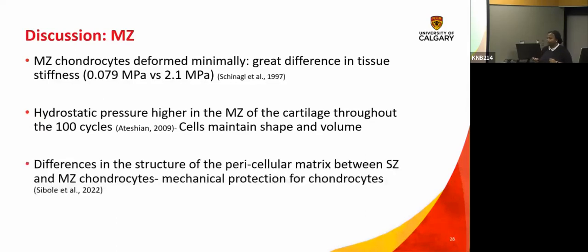And then finally, it's been shown recently that the pericellular matrix, which is just right around the cell, is also quite different between the superficial zone and the middle zone. So there's a little bit more mechanical protection for the cells in the middle zone compared to the cells in the superficial zone. And this pericellular matrix is also quite rich in collagen 6. So thinking about the fibers in there, mechanically, it contributes more to a protective function around the cell.